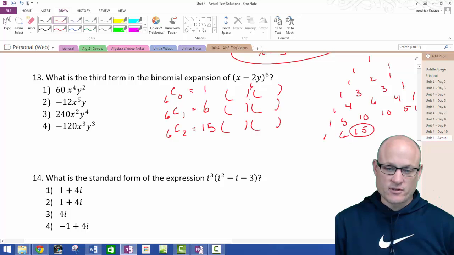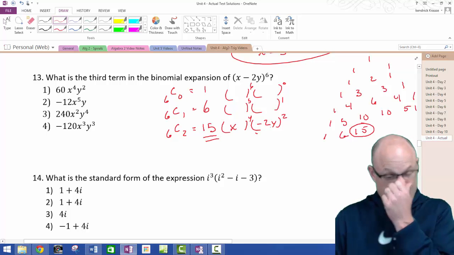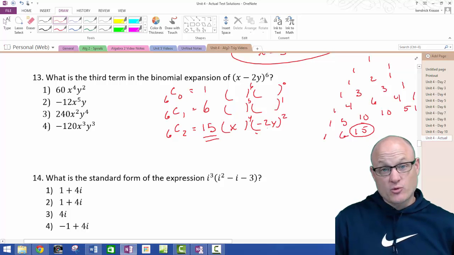Let's go 6, 5, 4, and 0, 1, 2. And this one goes x, and this one goes -2. All right, I'm almost done. I got 15 here, and I've got, oh, this should be 2y. And I've got -2 squared. -2 squared is 4. 4 times 15 is 60. X to the 4th, y squared.